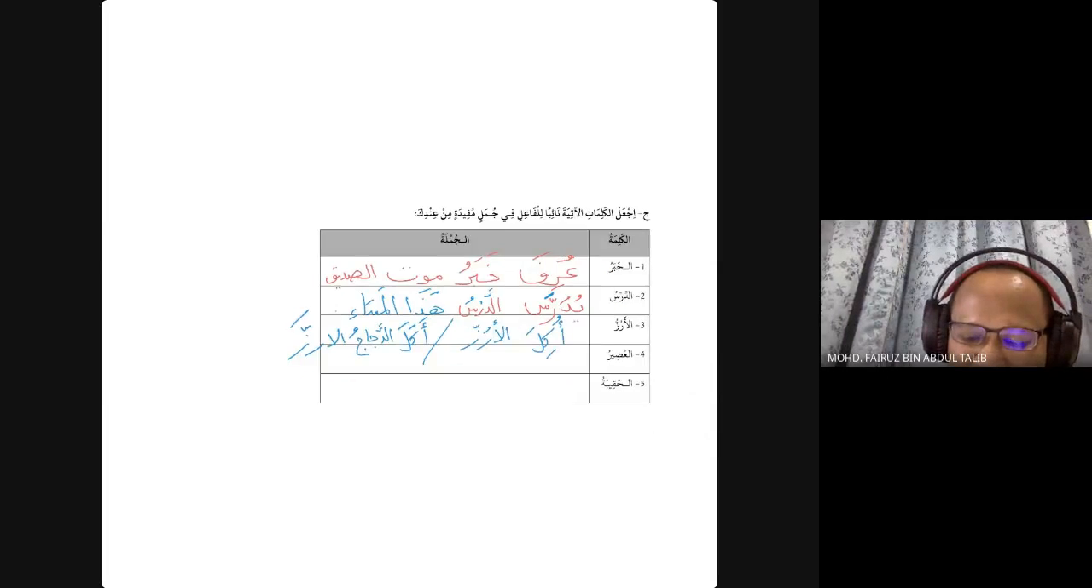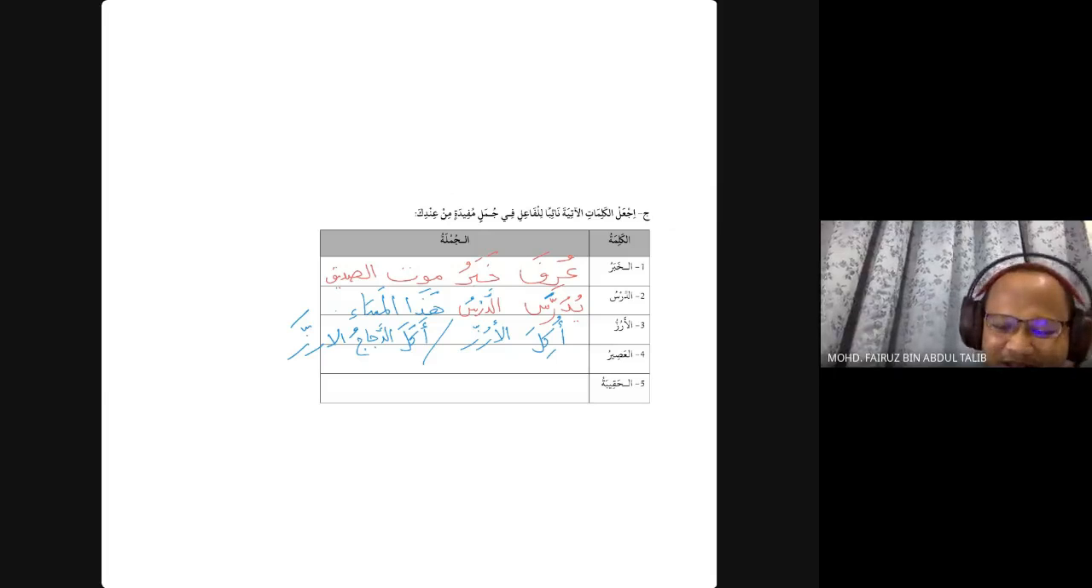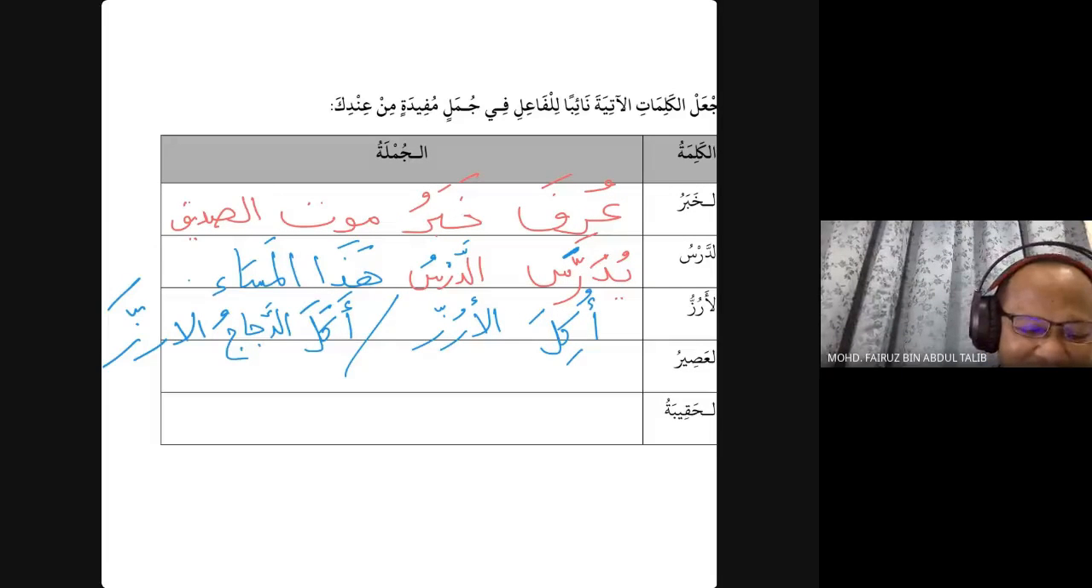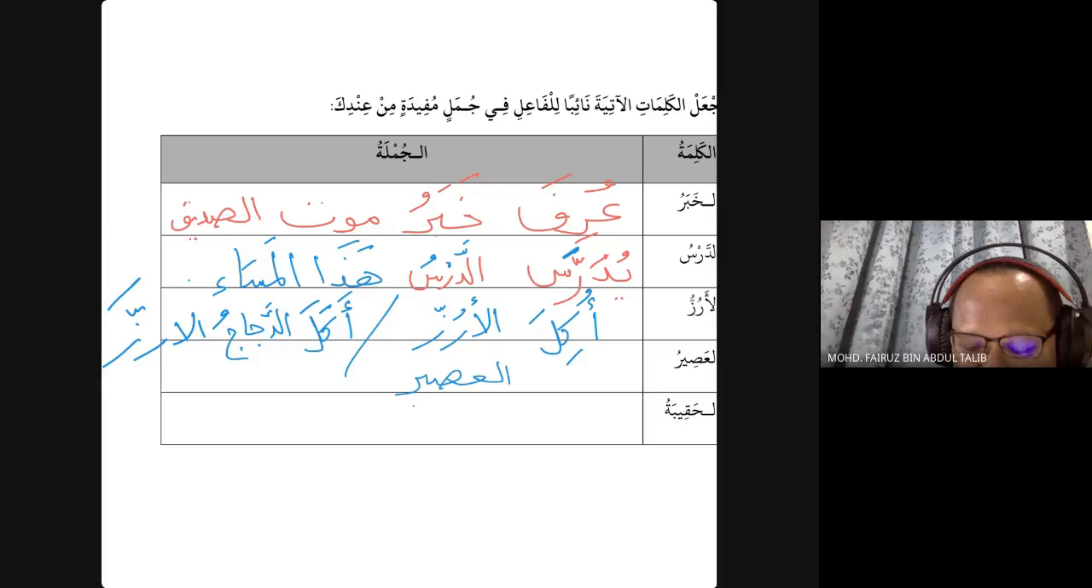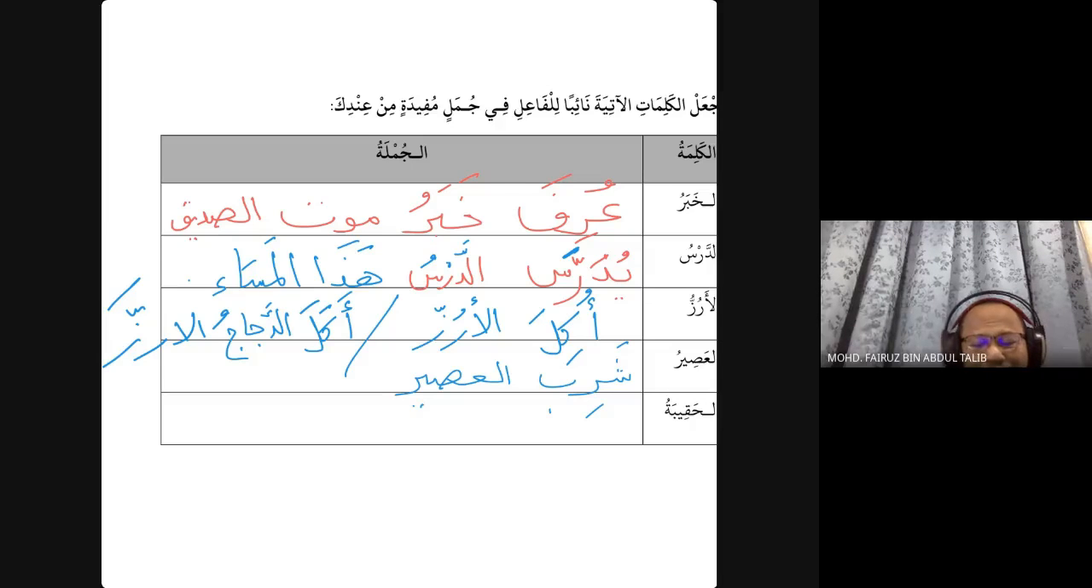Right. Number 4, al-asir, juice. So what happened to the juice? Asirul burtuqal, asirul ananas. So we need a verb here. Shariba. Okay, so we put the fi'il shariba. When you say shariba, this is in the ma'lum form. Drank. Who drank the asir? You need to have the fa'il, the person. For example, we say shariba al-waladu al-asir.